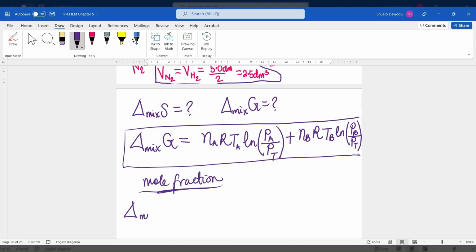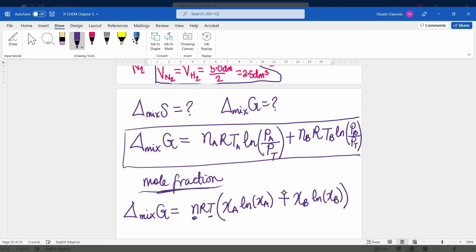So the change in Gibbs energy of mixing becomes nRT, where n is the total number of moles, T is temperature, and R is the gas constant, multiplied by the mole fraction of component A, ln the mole fraction of component A again, plus the mole fraction of component B or gas B multiplied by ln the mole fraction of component B or gas B. So this is the formula you have to use if you're given the total number of moles as well as the mole fractions and asked to find the Gibbs energy of mixing, but you're not given any other information like pressure or volume. So this is the other formula you would use.